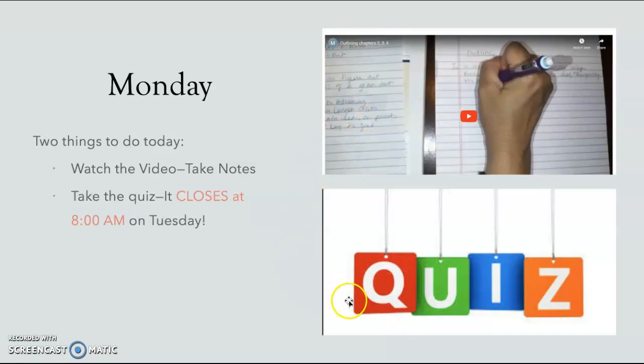The next thing that you're going to do is you're going to take a quiz, and this quiz is in the quizzes area, and it is outlining and writing a summary. So you're going to take a quiz on that. So you might want to take a look at things and do a little practicing before you take the quiz. So that is what you're going to do there.